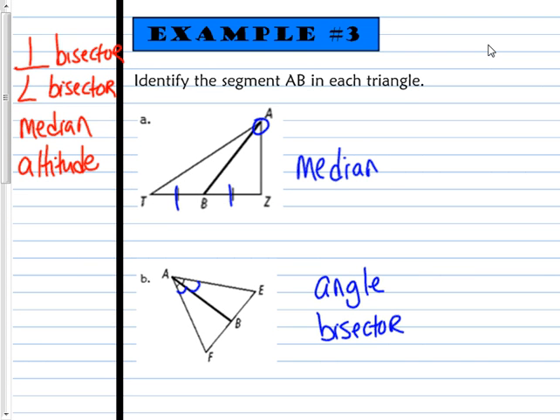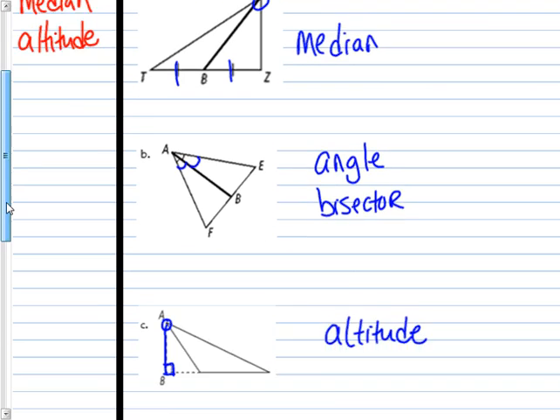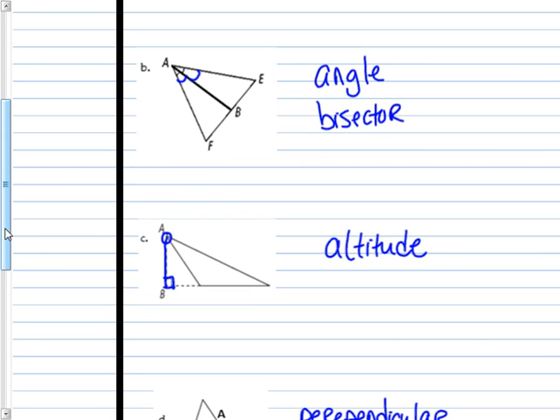Okay, letter A is a median. It's starting from the vertex, and it's cutting the other side in half. So it's the median. We don't know anything about the angles. We just know it cut the sides in half. Letter B is an angle bisector. It's, again, started from the vertex, and it cut the angles in half, so it's an angle bisector. We don't know anything about the sides.